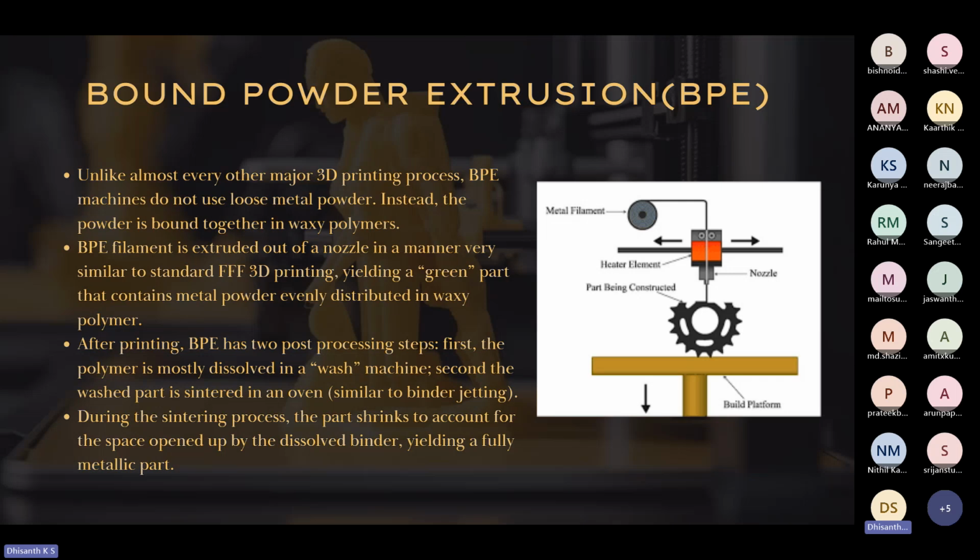During the sintering process, the part shrinks to account for the open space left by the dissolved binder, yielding a fully metallic part. Earlier there will be some polymer materials in here, and in the previous part, like in binder jetting, there will be binding materials, right? But once the sintering process is over, these binding particles and the polymer particles will be removed, and we will get a full density metallic part.